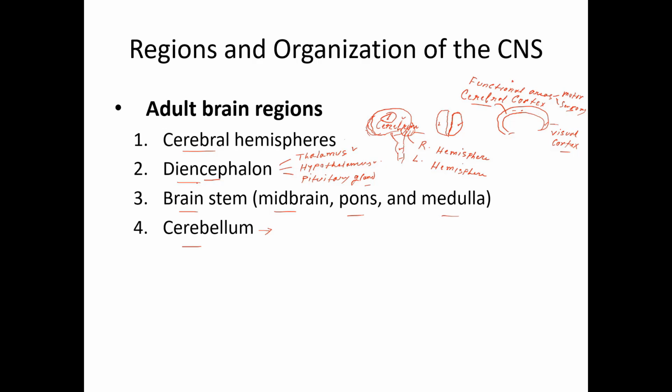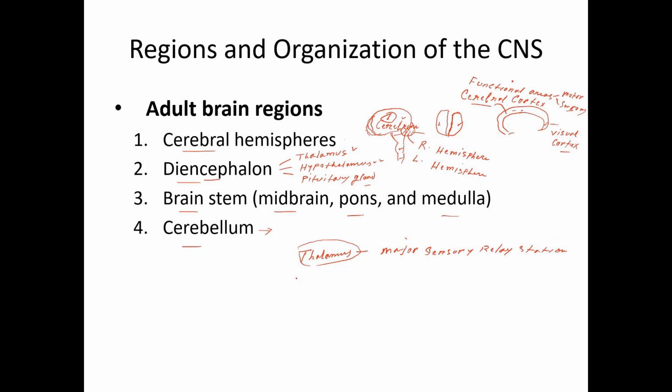Diencephalon, thalamus. Thalamus is called the major sensory relay station. Why? Because almost all sensory signals are processed in the thalamus. There are exceptions, but almost all of the sensory signals, before going to the cerebrum, are processed in the thalamus. Then another part of diencephalon, hypothalamus.